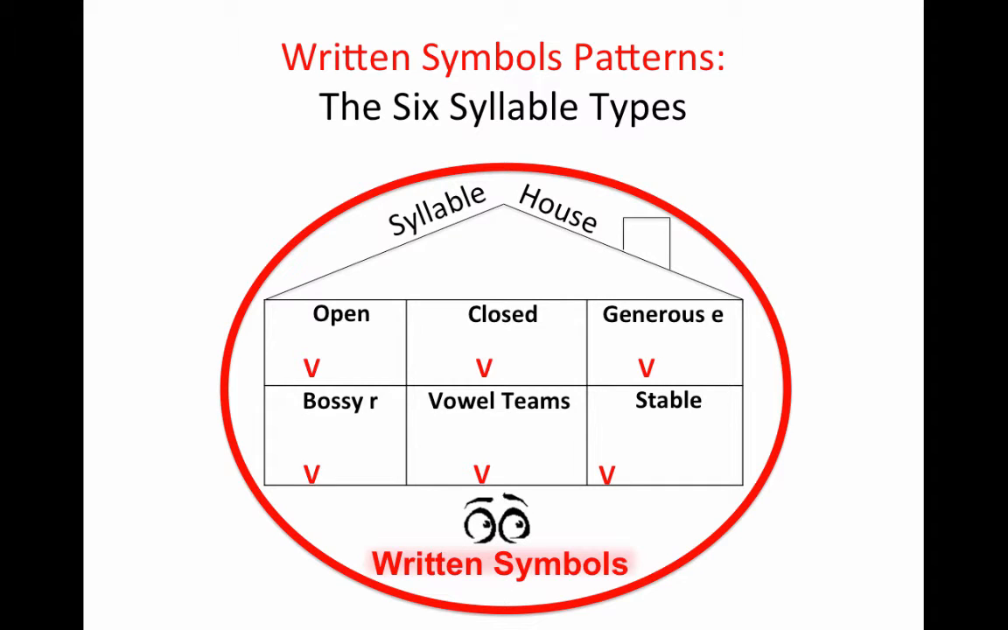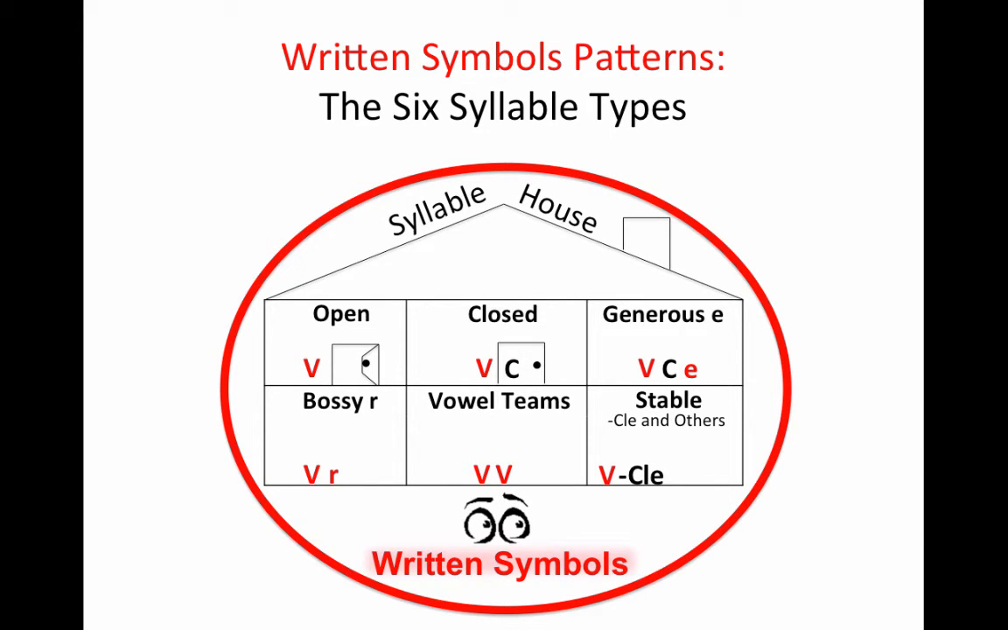In open syllables, there's nothing after the vowel. It's like there's an open door, nothing's there. In closed syllables, a consonant or consonants comes after the vowel, as if the door is closed. In generous E syllables, a consonant follows the vowel, and an E follows that consonant. In bossy R syllables, an R occurs right after the vowel. In vowel teams, another vowel occurs right after the first vowel. And in stable syllables, a consonant and then an L and an E occurs after the vowel.